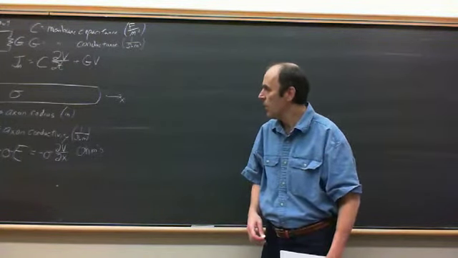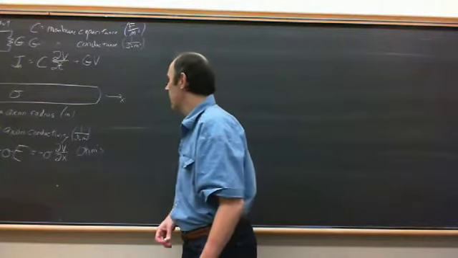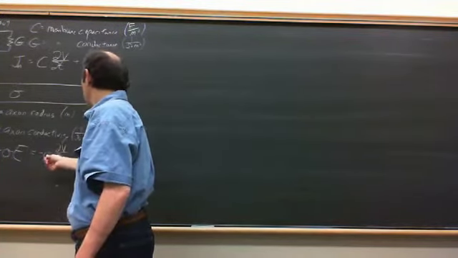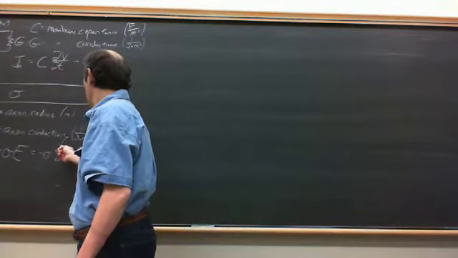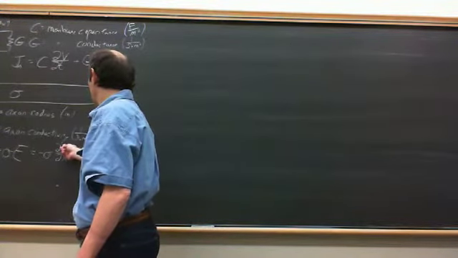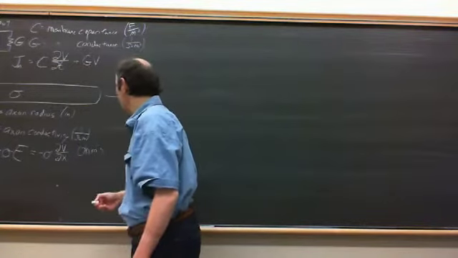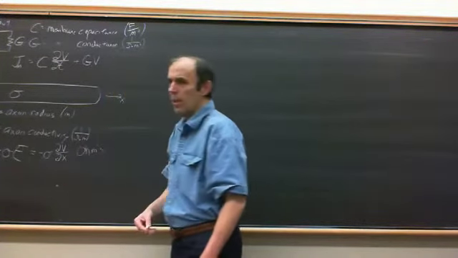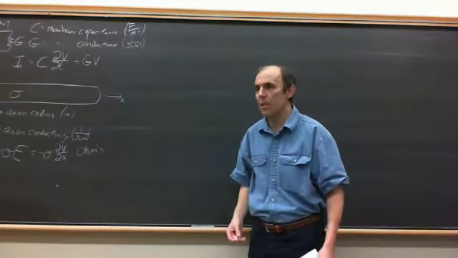Okay, and notice the units work. Let's see here. We have a voltage times a conductivity. So we get volts over ohms, which is just an amp. And then you have a 1 over meter here and a 1 over meter from the derivative. So it's amps per meter squared. So it is a current density.